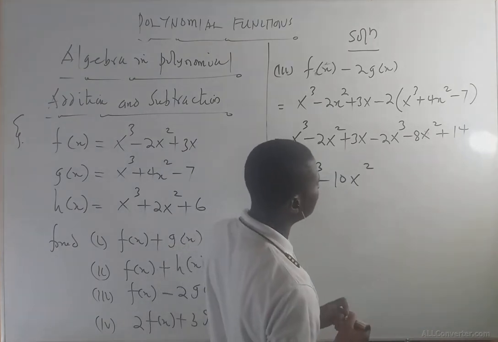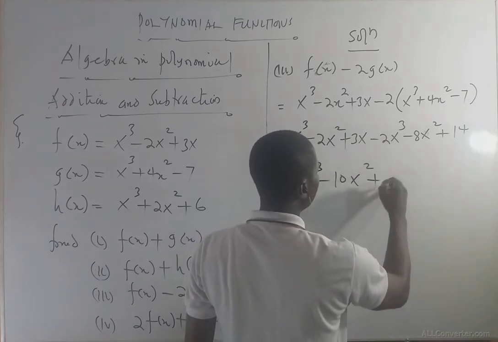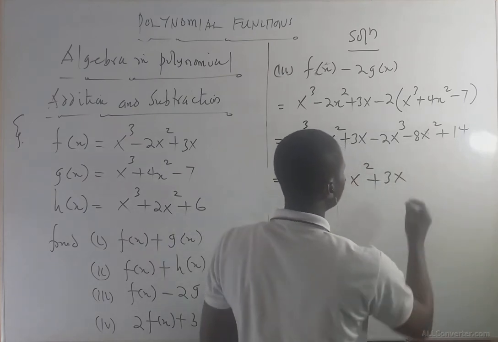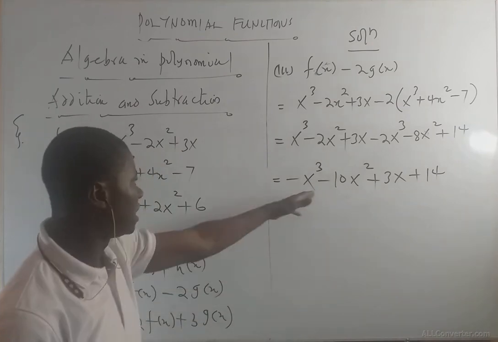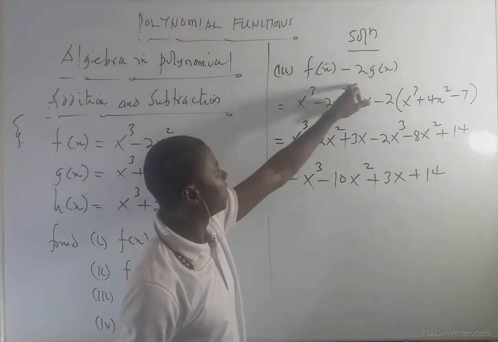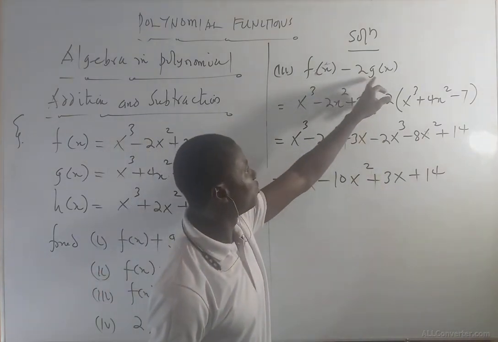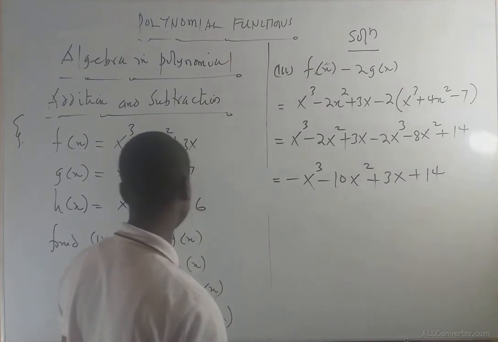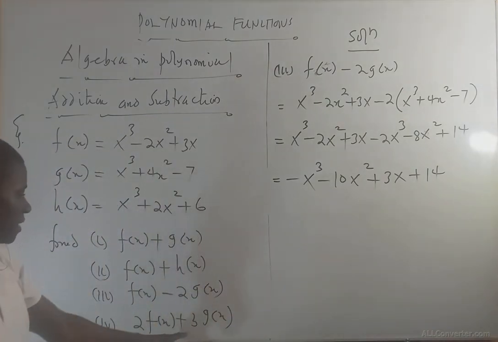Then we check the x term. The only x term we have is 3x. Okay, so we have plus 3x, and the only constant we have is plus 14. So we have plus 14. So that is our answer for f of x minus 2 times g of x. Take note, minus 2 times g of x, so the 2 will multiply everything in g of x. Then we simplify. Then the last one, IV, we have 2f of x plus 3g of x.